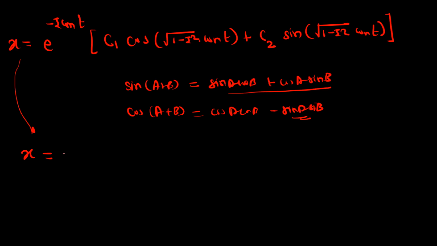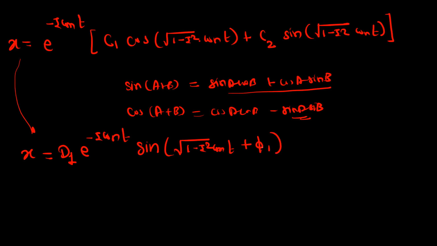So x is equal to, I will just write this as a new constant D1, e raised to minus zeta omega n t, sine of square root 1 minus zeta square omega n t, and plus a phase angle phi. Okay. So if you expand this, then you will get the equation in this format.